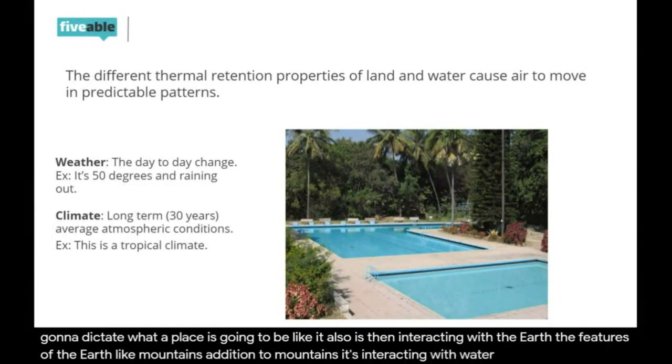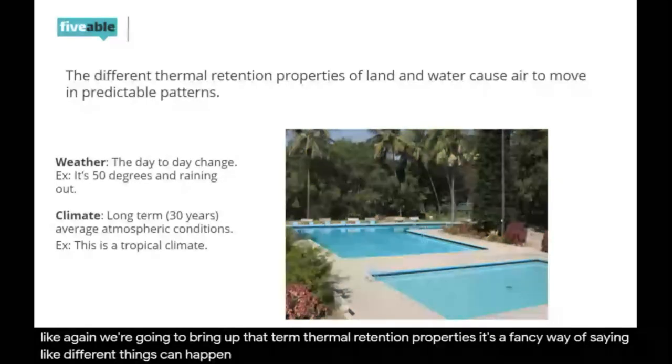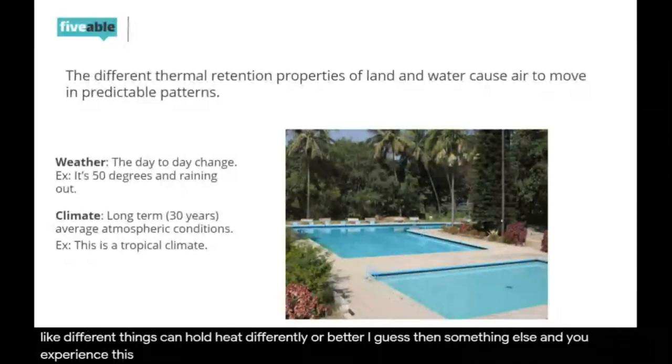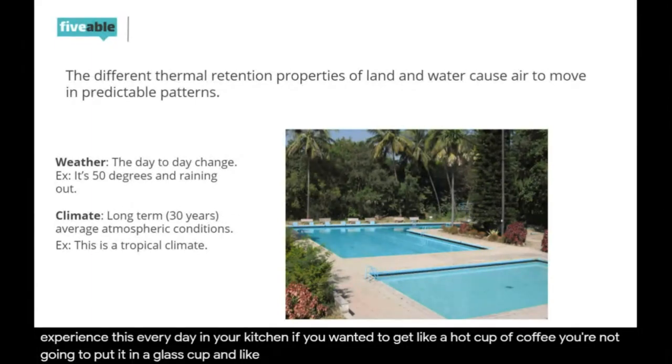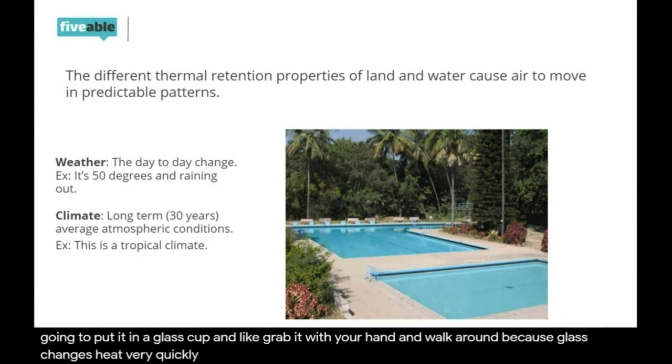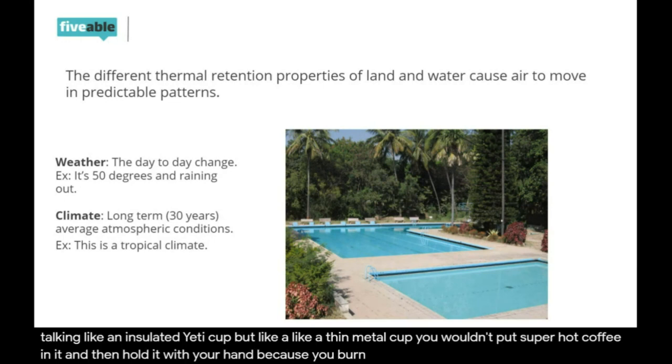So we have to look at, again, we're going to bring up that term thermal retention properties. It's a fancy way of saying different things can hold heat differently, or better, I guess, than something else. And you experience this every day in your kitchen. If you wanted to get a hot cup of coffee, you're not going to put it in a glass cup and grab it with your hand and walk around, because glass exchanges heat very quickly. Same thing with metal. I'm not talking about an insulated Yeti cup, but a thin metal cup. You wouldn't put super hot coffee in it and then hold it with your hand because you'd burn your hand.